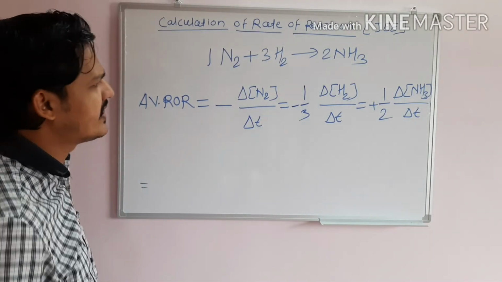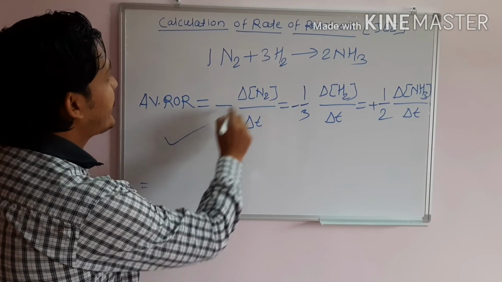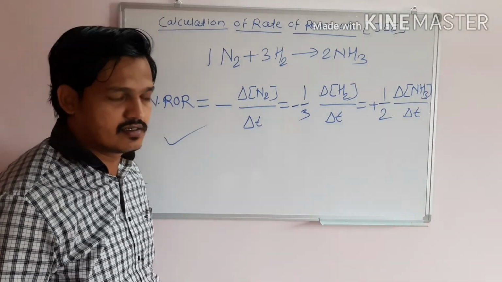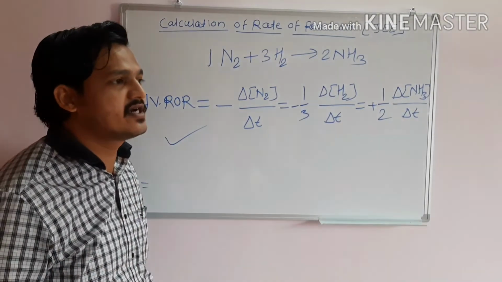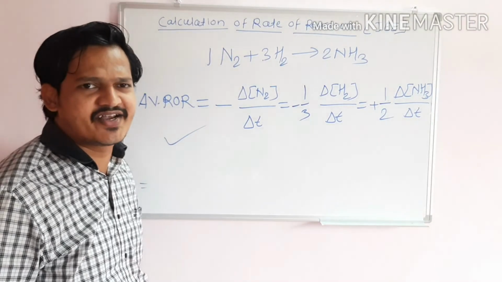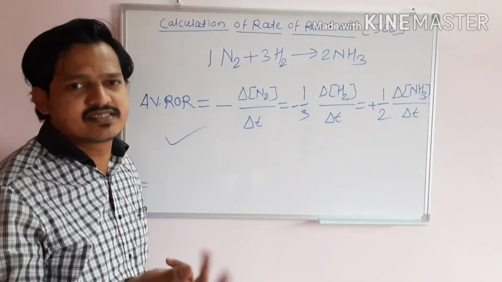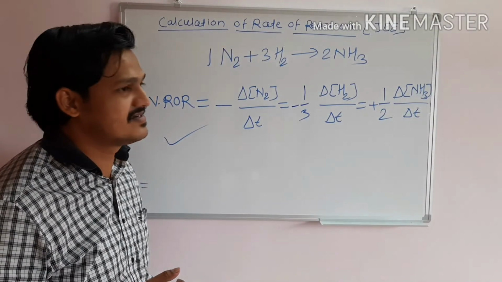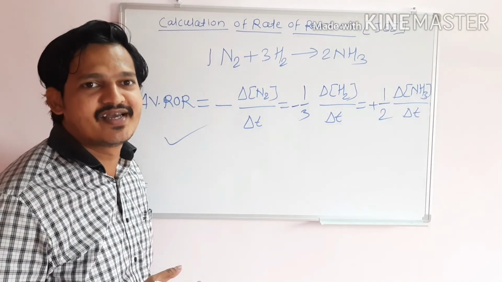Del T or delta T. Okay. This is how to calculate the rate of chemical reaction. In the next video lecture, I will tell you the instantaneous rate and its examples. Okay, hopefully you have understood this very difficult JEE point. Thank you.